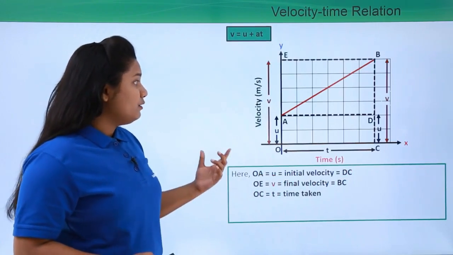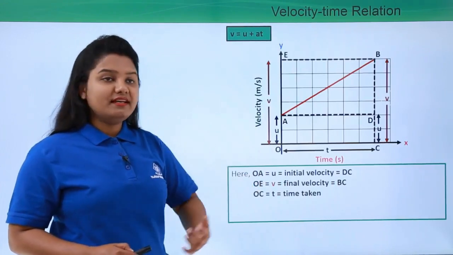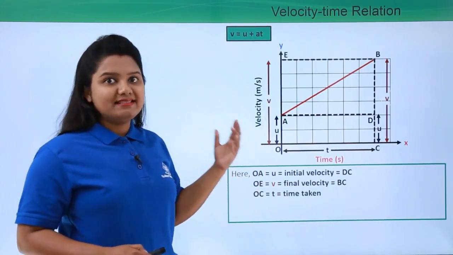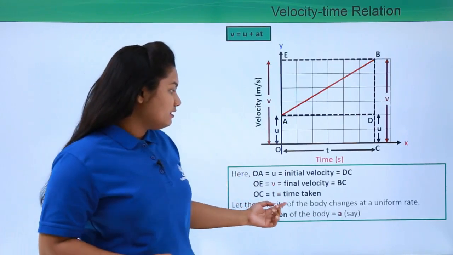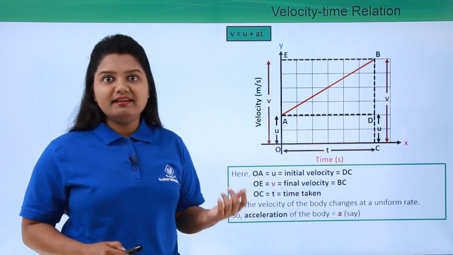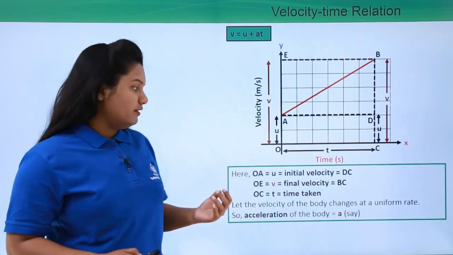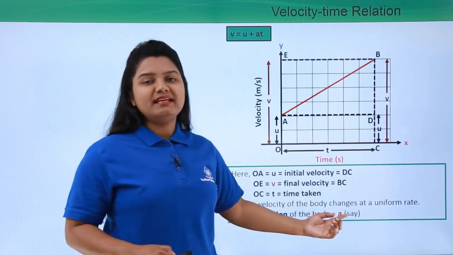Now we know that this graph shows that the body is in uniformly accelerated motion. So let the velocity of the body change at a uniform rate. This means that the body is moving with a uniform acceleration, and we'll be taking that uniform acceleration of the body to be A, let's say.